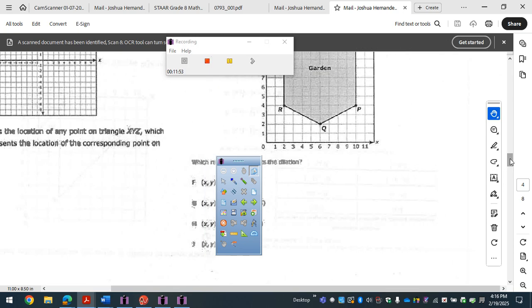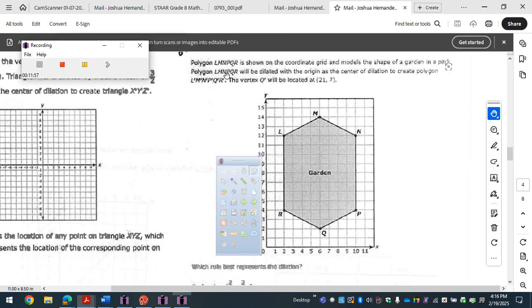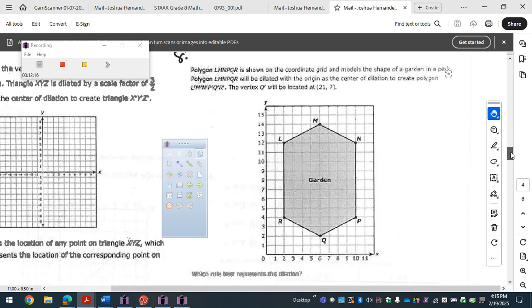This is another STAR test question from a couple of years ago. Again, polygon LMNPQR, shape, whatever. Dilated, multiplied. It's multiplied, okay? And now they came out here. The new dilated, the origin, the vertex Q prime will be located at 21,7. The vertex Q prime will be at 21,7.